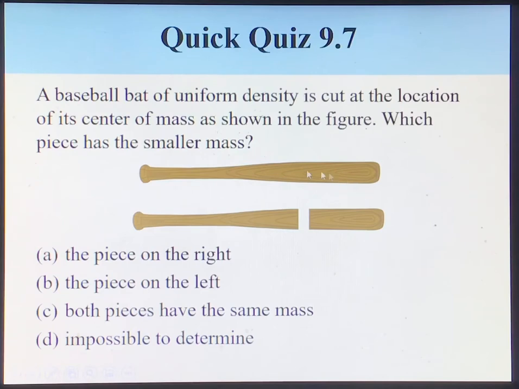All right. So this is quick quiz number 9.7. I'm going to let you guys look at this example right here. You can see that this is a baseball bat. The mass is not uniformly distributed, because you have more mass on the right side compared to the left side. So for example, if I were to calculate the center of mass of this baseball bat, you're going to notice that the center of mass is located more towards the right because it's not a uniform distribution of the mass.